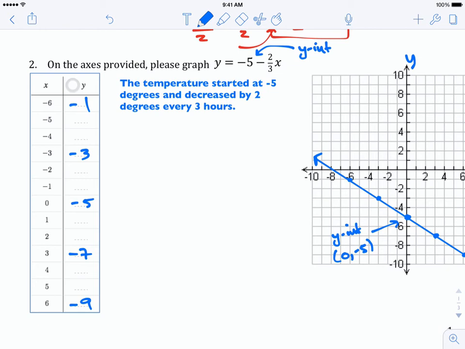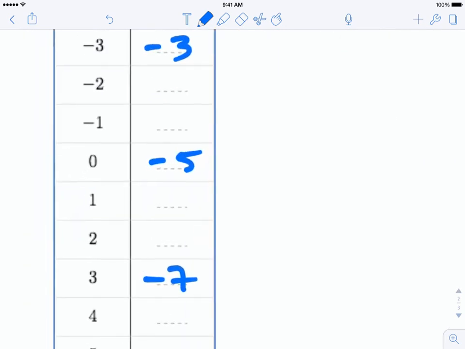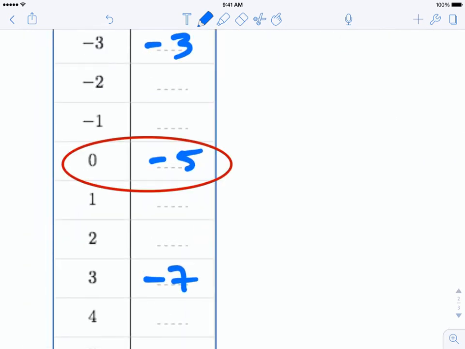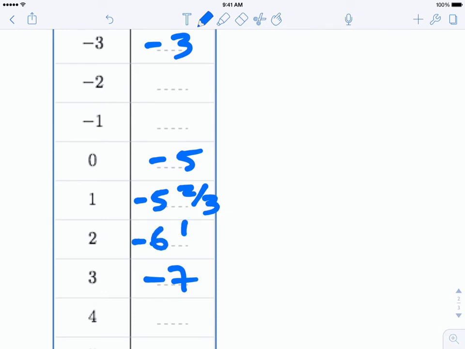Note that the other way you could interpret this slope right here, the slope of negative 2/3, is that for every 1 hour, the temperature went down by 2/3 of a degree. And I want to show you that those two interpretations are exactly the same. So for instance, we have our starting point, negative 5 degrees, and after 1 hour, it goes down by 2/3 of a degree, so negative 5 and 2/3. I rarely use mixed numbers, but it's actually going to be helpful here. After another hour, it's going to go down another 2/3 of a degree, so negative 6 and 1/3.